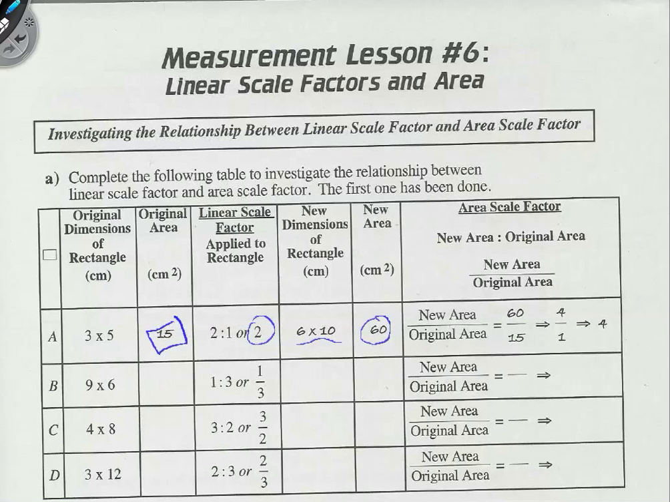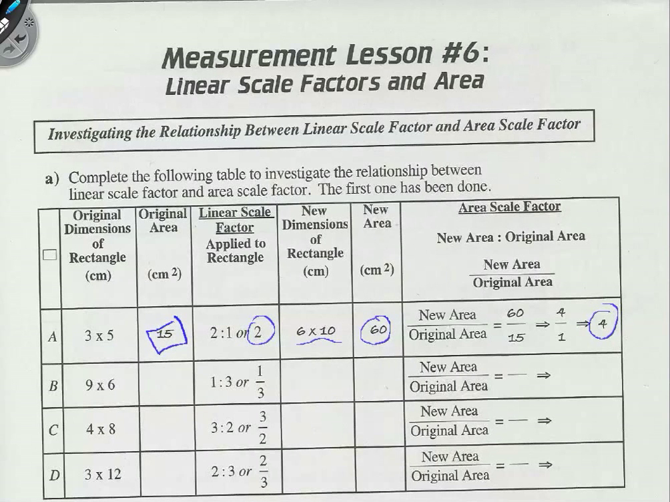This 3 has been multiplied by 2 to get 6, and the 5 has been multiplied by 2 to get 10. So it's like going from 3 times 5 to 3 times 5 times 2 times 2 to get the new area. So really, in a sense, we're scaling up the area. Even though we only scale the dimensions by a factor of 2, we scale the area by a factor of 4. So we can fill this in for the other 3 examples.